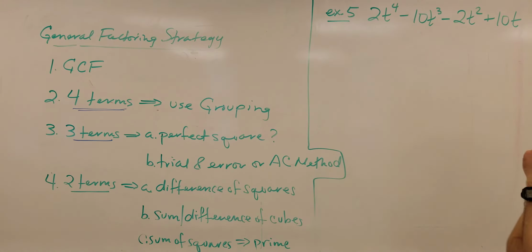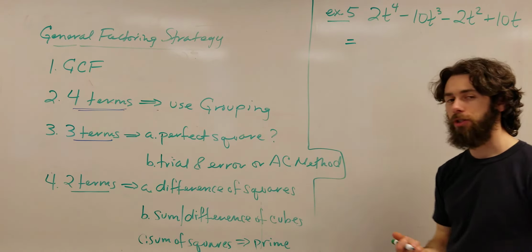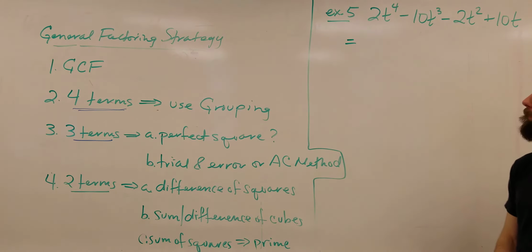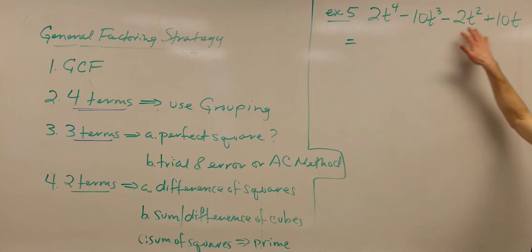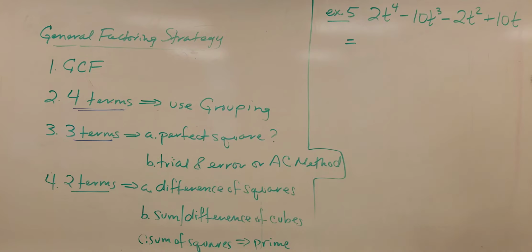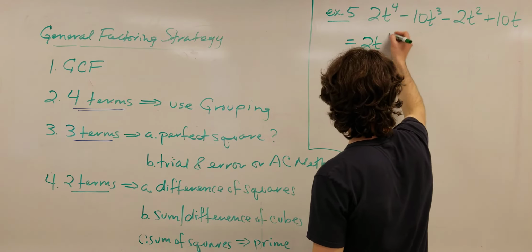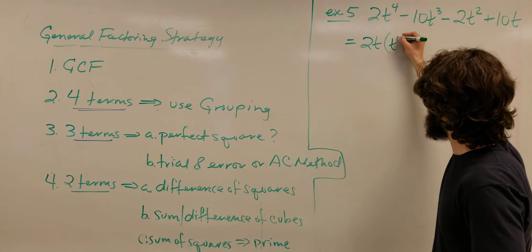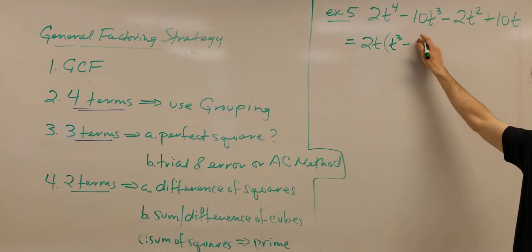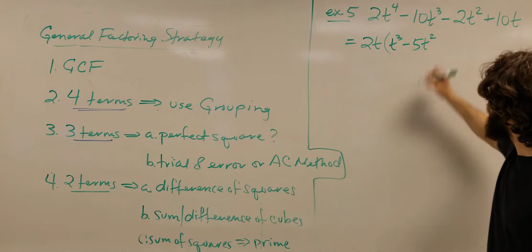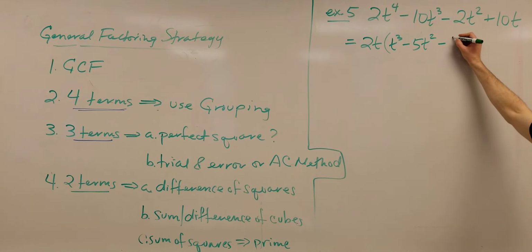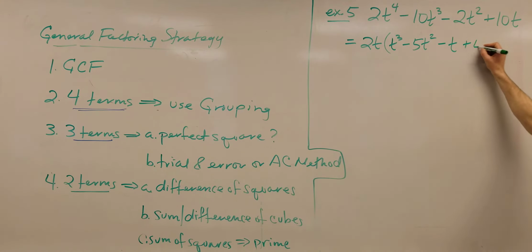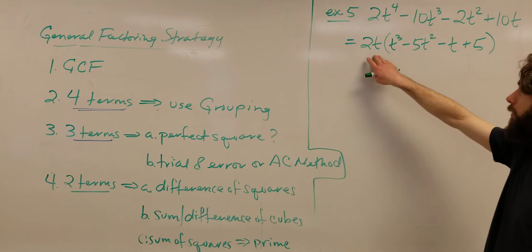Okay. So first thing, you notice a GCF for this. I see that I have a t in every term, and also every term is divisible by 2. So I'm going to take a 2t out of there. Okay, so that's going to leave t cubed minus 5t squared minus t plus 5. So far, so good. We got the GCF out.